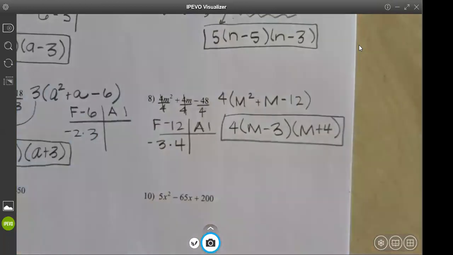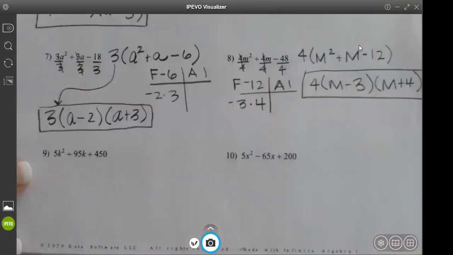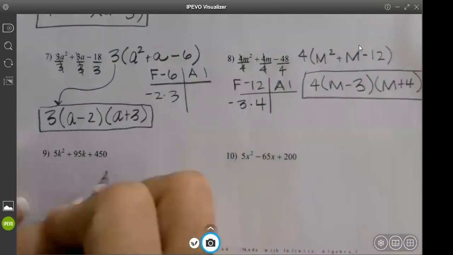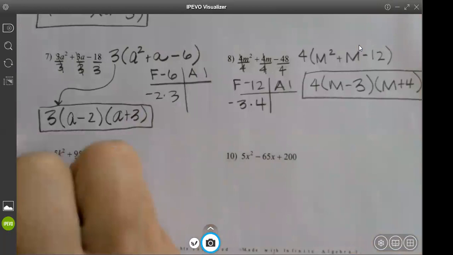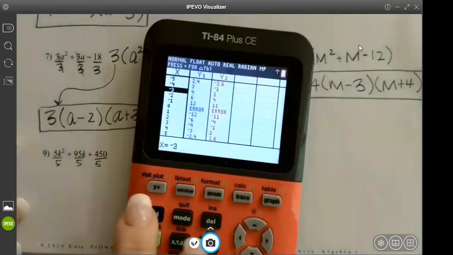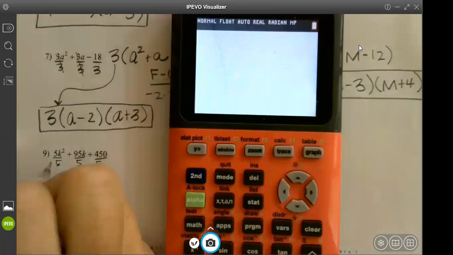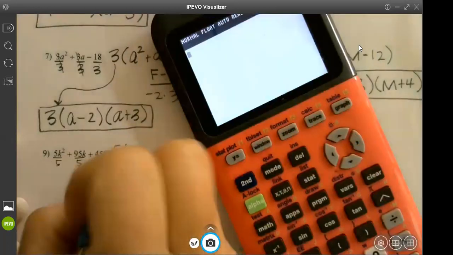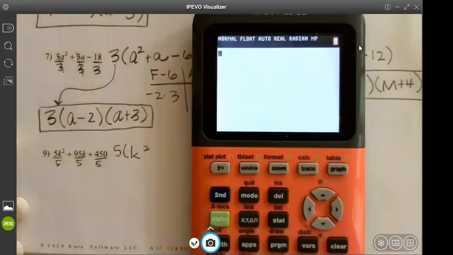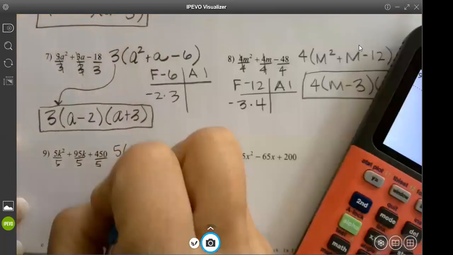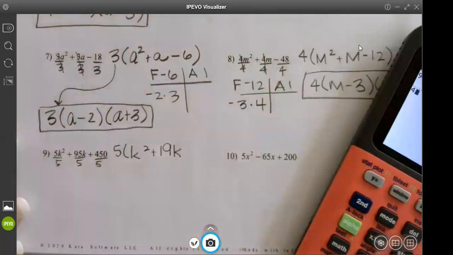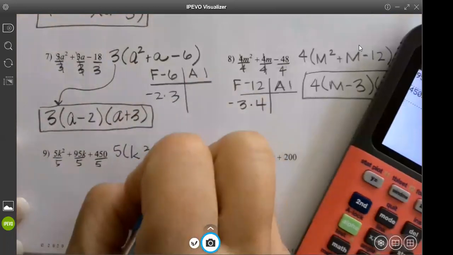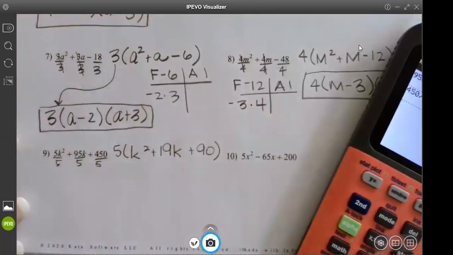Is everybody good? What am I going to divide out of number 9? 5. Mhm. And I don't know these myself, so you can put them in the calculator. 5 divided by 5 is just 1k squared. 95 divided by 5 is 19k, and it's positive because the problem is positive. And then 450 divided by 5 is 90.